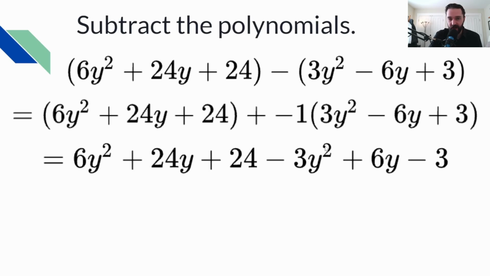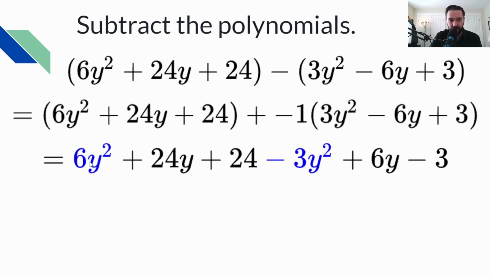We get minus 3y squared plus 6y, because a negative times a negative is a positive. And then we get negative 1 times 3, that's negative 3. So we successfully got rid of the parentheses. Next we need to add like terms.